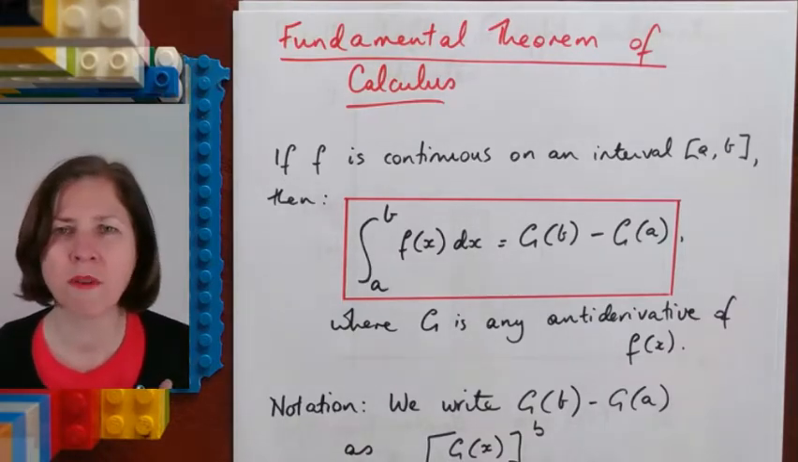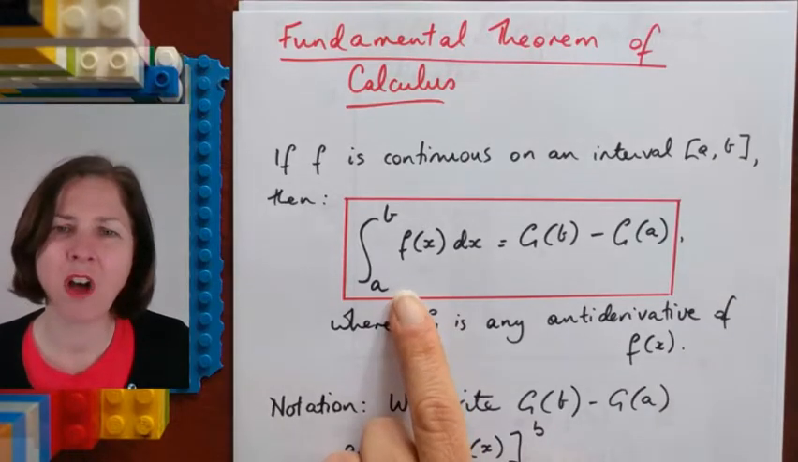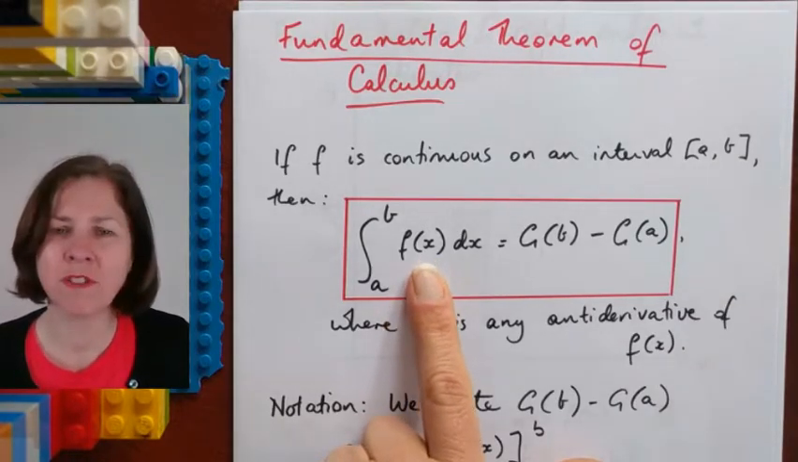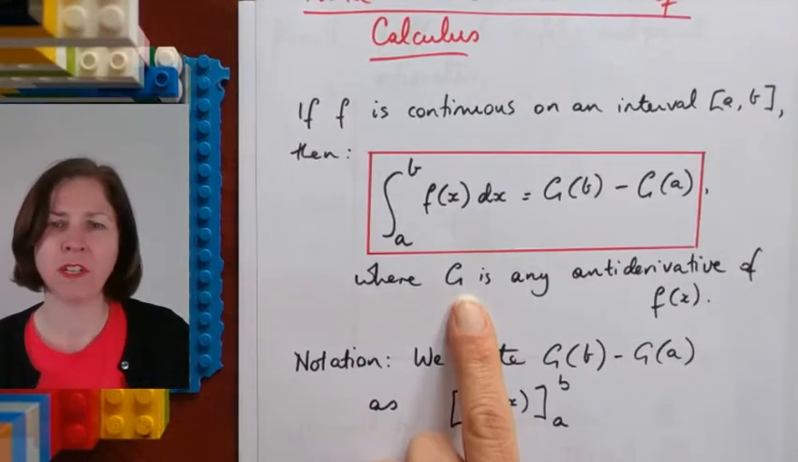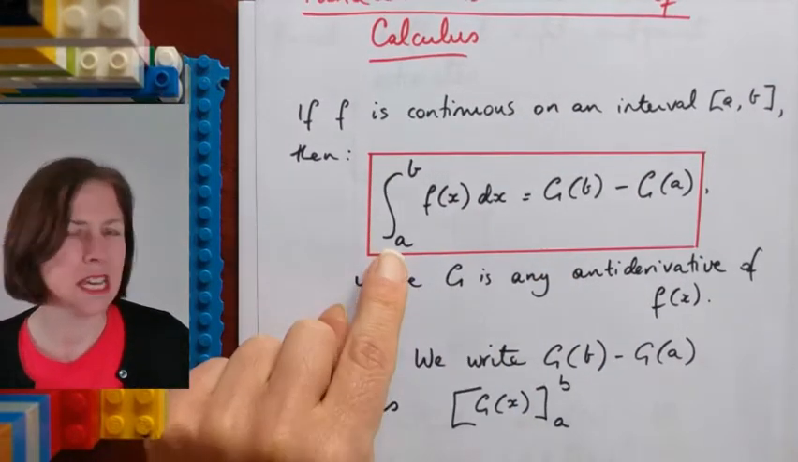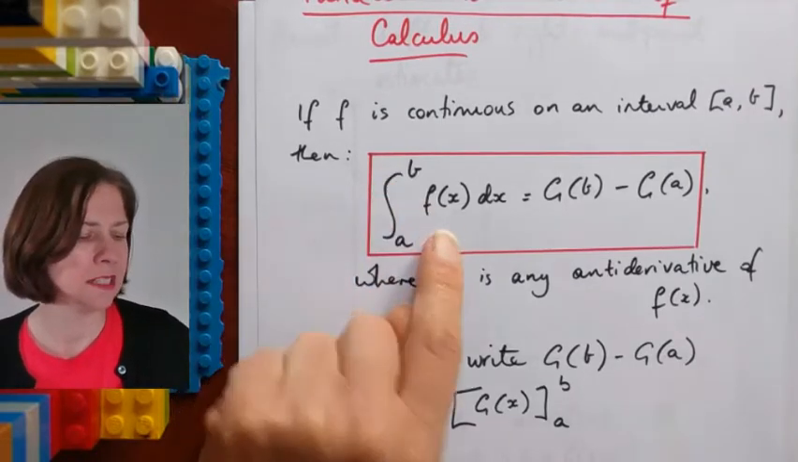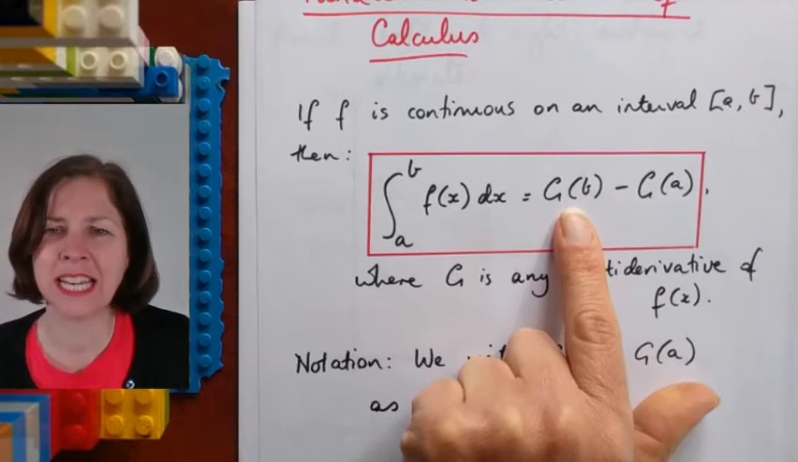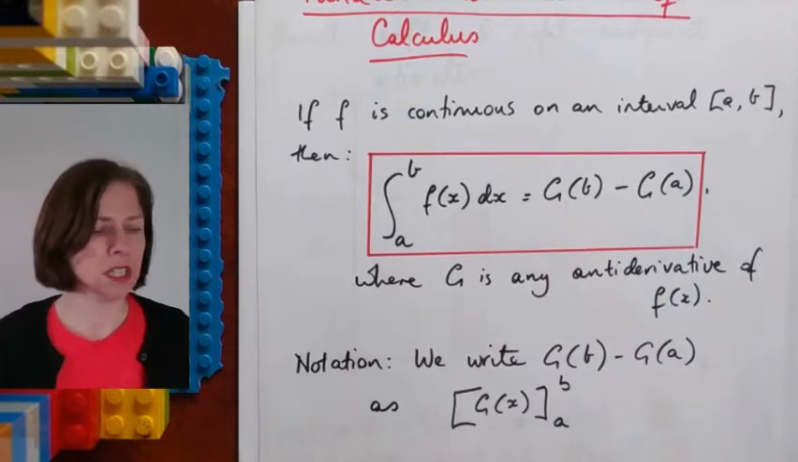So first, just a reminder of what the fundamental theorem is. It's basically saying that if I find an antiderivative of this function f of x, and let's call that antiderivative g, then the definite integral from a to b of f of x is going to be found by calculating g of b minus g of a. And we're going to explore that now.